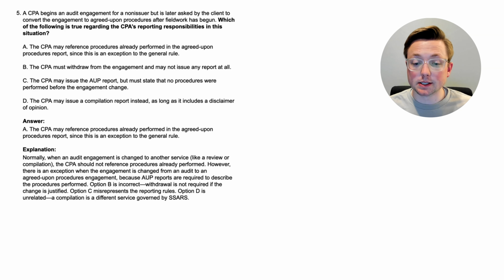Option C misrepresents the reporting rules, and option D is unrelated. A compilation is a different service governed by SARS, and we will learn about that in a future video. So essentially, what we're learning here is if an audit engagement specifically changes to an agreed upon procedures engagement, and that's the specific case here, then they do want to report the things that have been performed already, because that's kind of the idea behind an agreed upon procedures report.